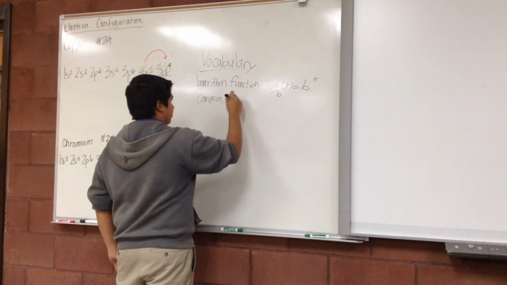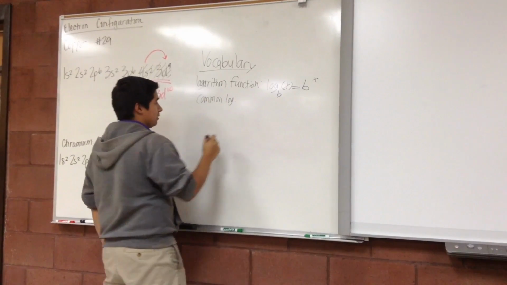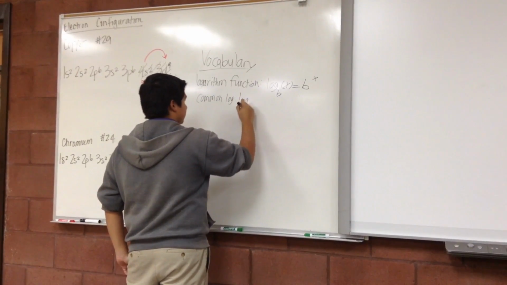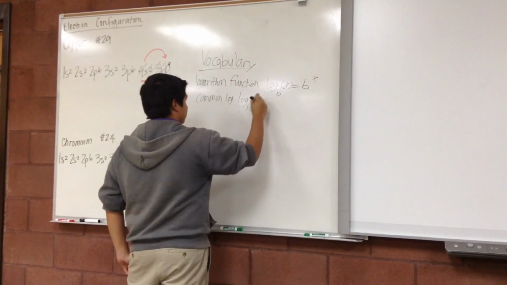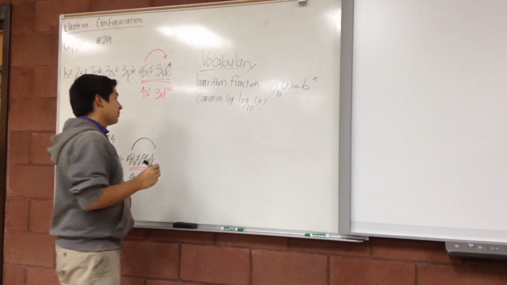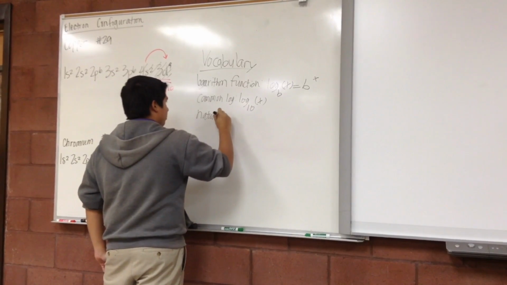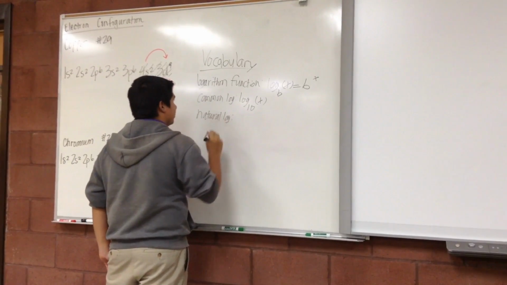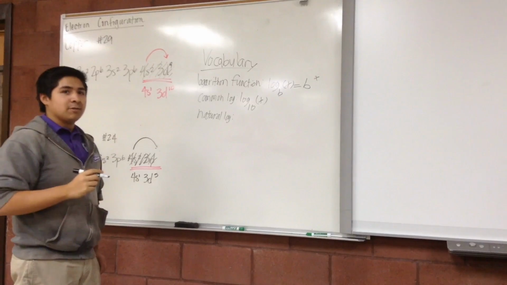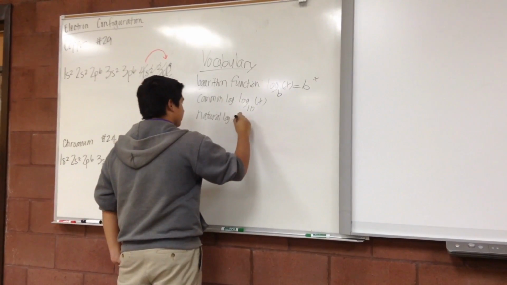Up next we have common log, which is a transformation of the logarithmic function, but with the base of 10. Log base 10 of x. Then there is natural log, which is the second transformation of the logarithmic function with the base of e.